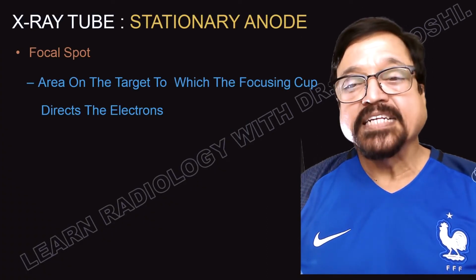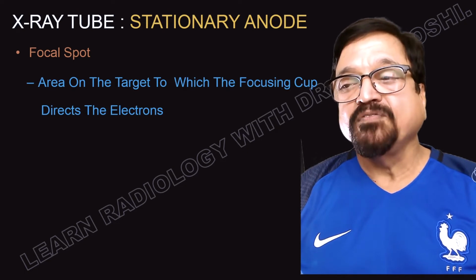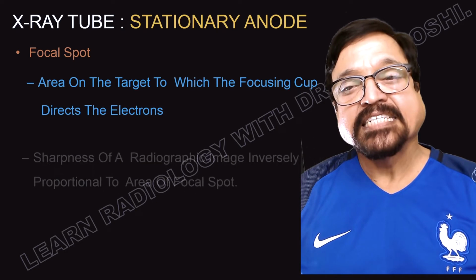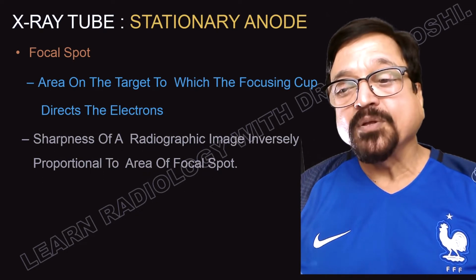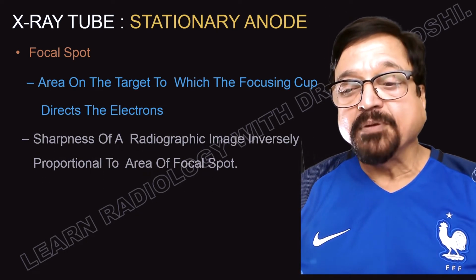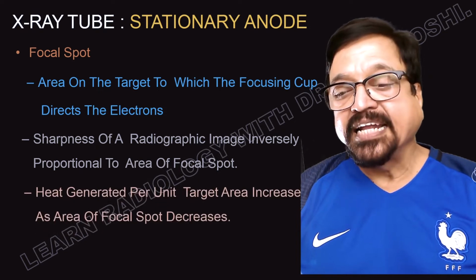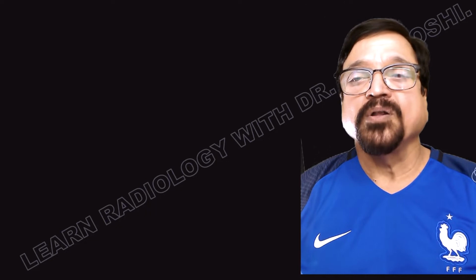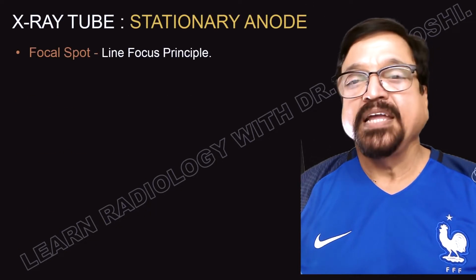Now the focus spot is an area on the target to which the focusing cup directs the electrons, where the X-rays are produced. Now the sharpness of the radiographic image is inversely proportional to the area of the focal spot, and heat generated per unit target area increases as the area of the focal spot decreases. So these things need to be kept in mind.